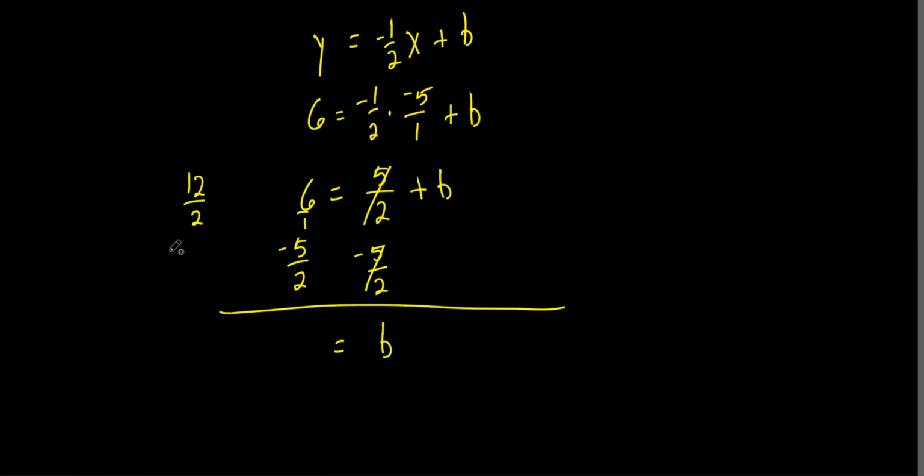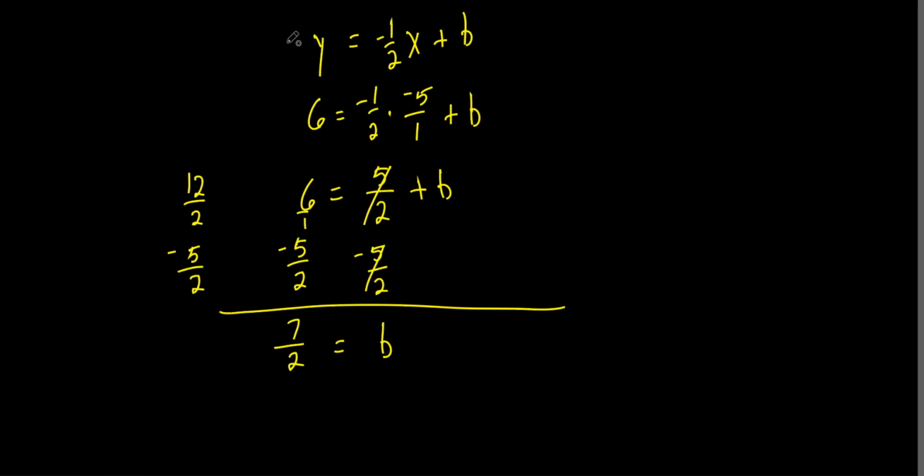So it's 12 over 2 minus 5 over 2. Now we can subtract those from each other because I have a common denominator. So all I do is go 12 minus 5. What's 12 minus 5? 7 over 2. And that's my y-intercept.